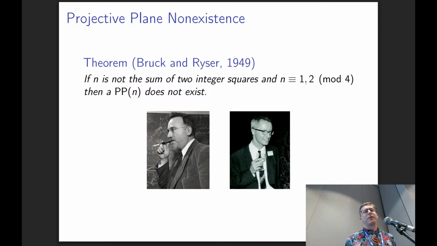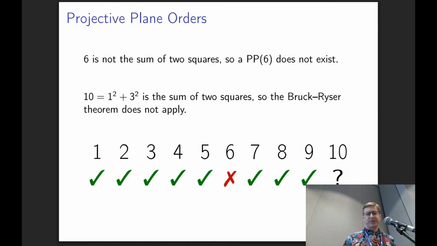We do have a theorem of non-existence of Bruck and Ryser. This worked for some orders. If n is not the sum of two integer squares, and n is either 1 or 2 mod 4, then you cannot have a projective plane of order n. Okay, so it's a bit of a weird condition, but this rules out infinitely many cases. It doesn't rule out everything, though. Here is the state of affairs.